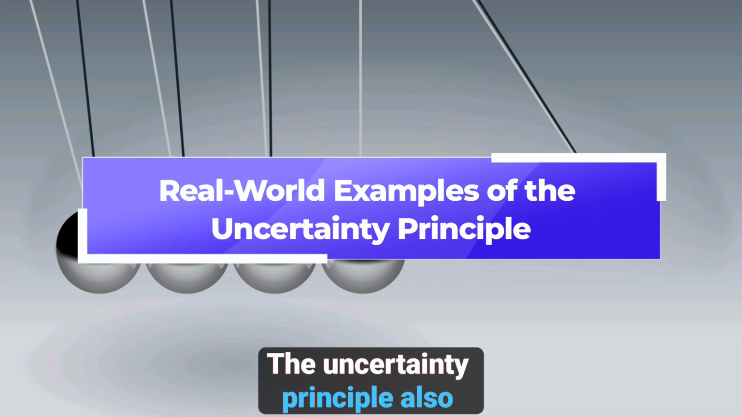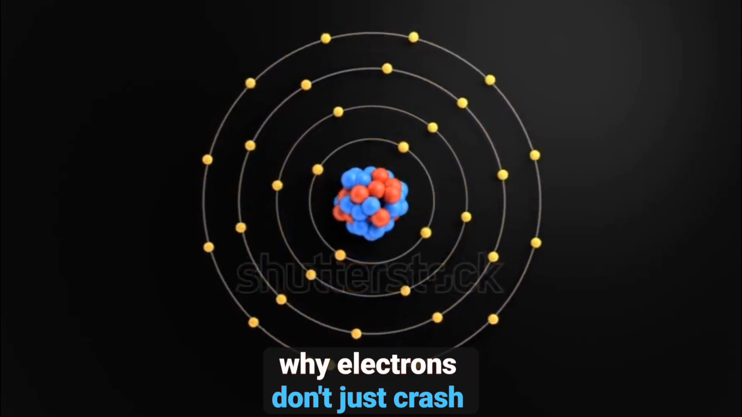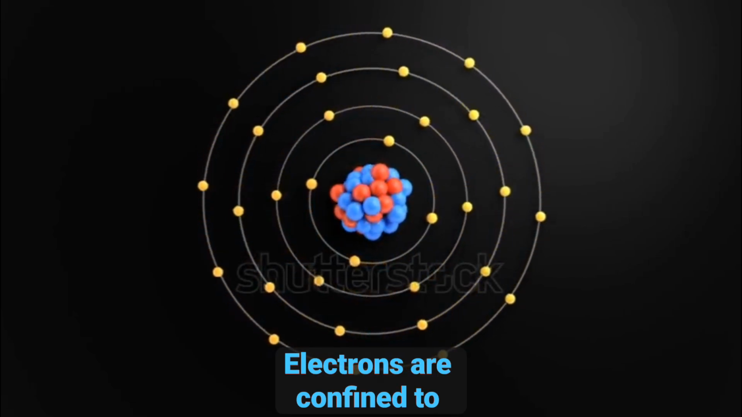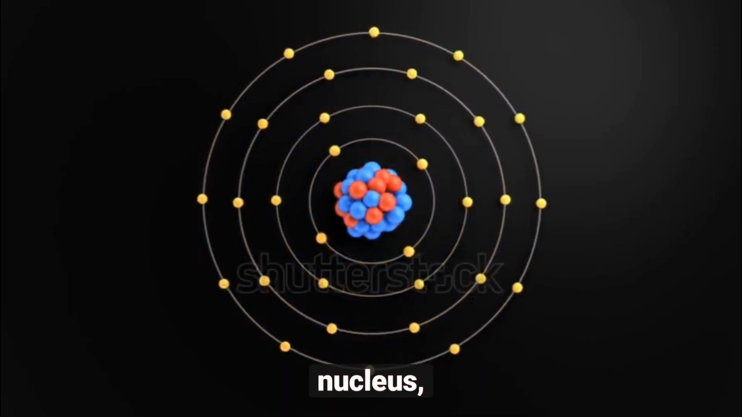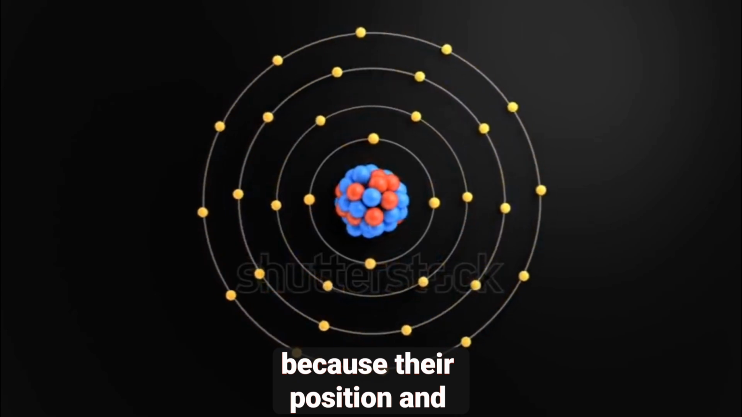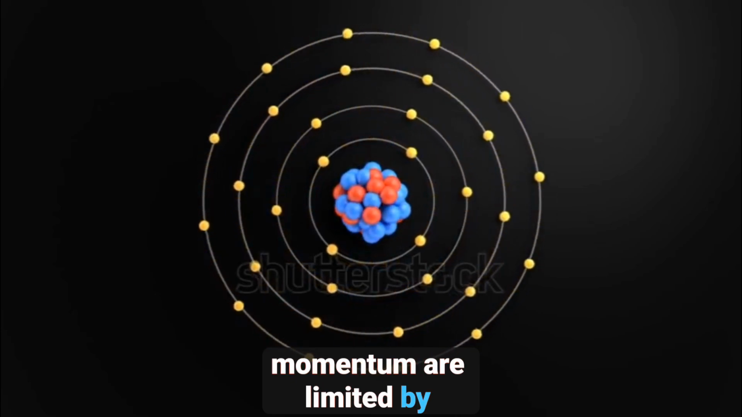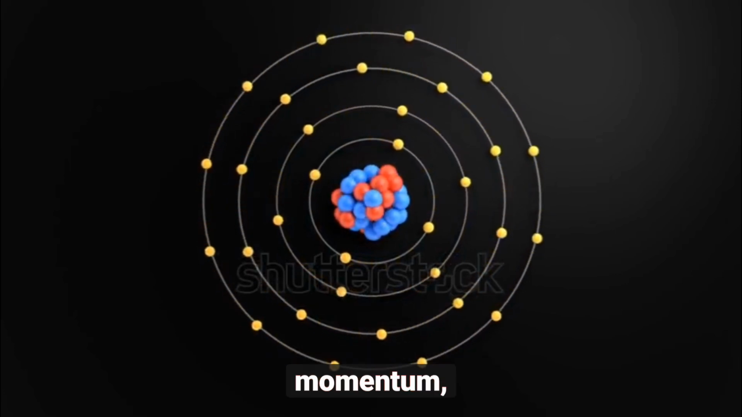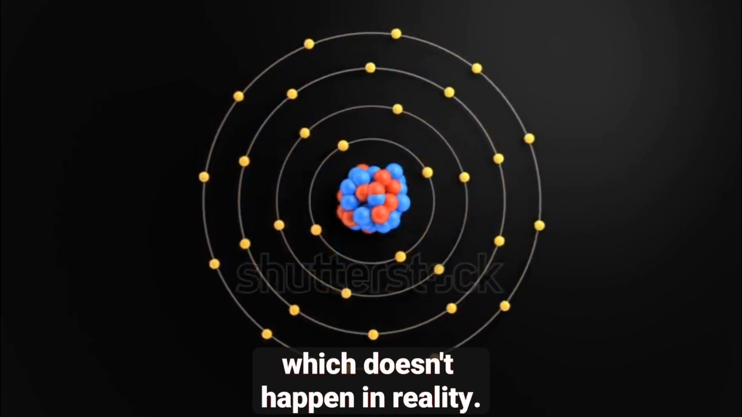Real-world examples of the uncertainty principle. The uncertainty principle also explains why electrons don't just crash into the nucleus of an atom. Electrons are confined to specific regions around the nucleus, called orbitals, because their position and momentum are limited by uncertainty. If we knew their position exactly, they'd have infinite momentum, which doesn't happen in reality.